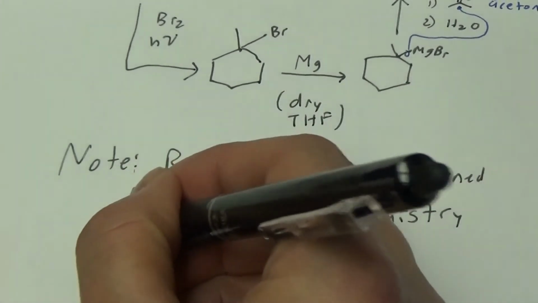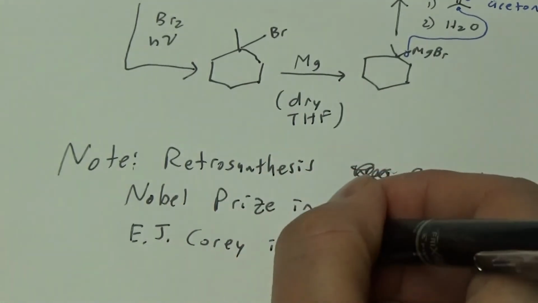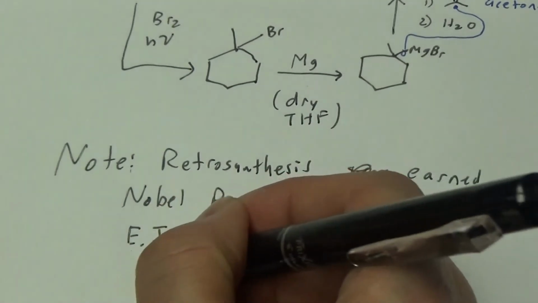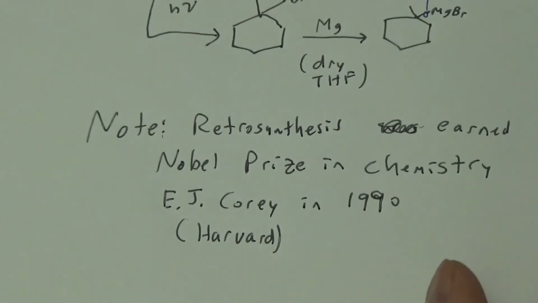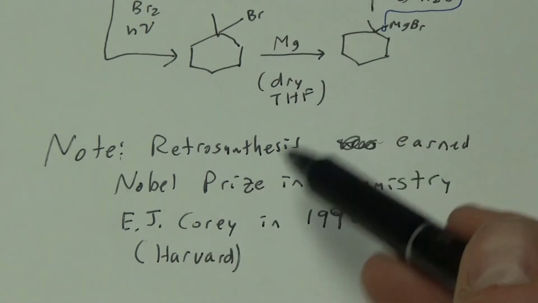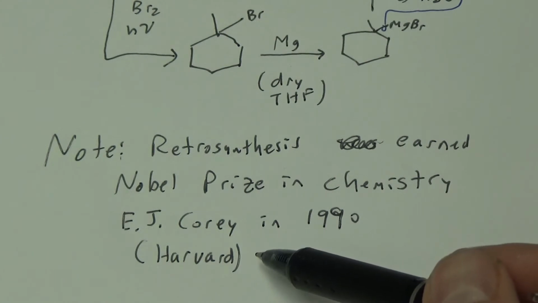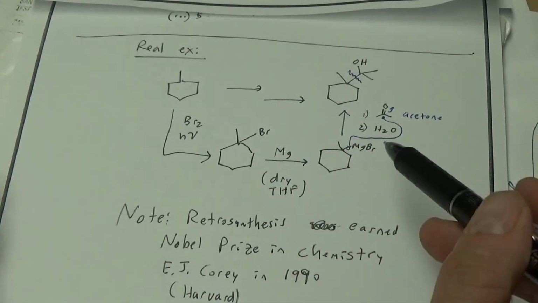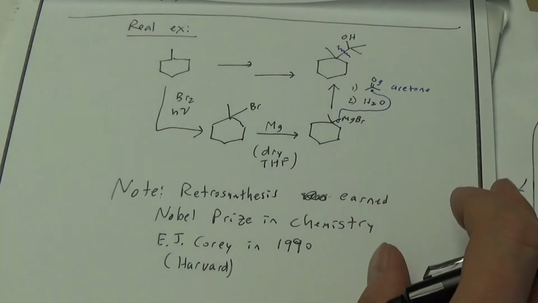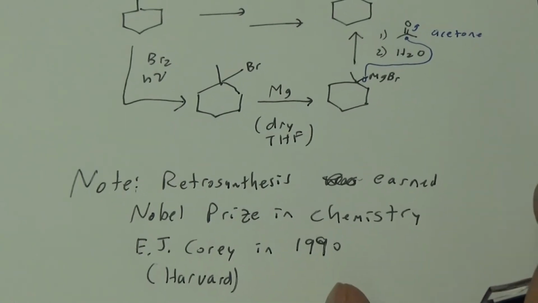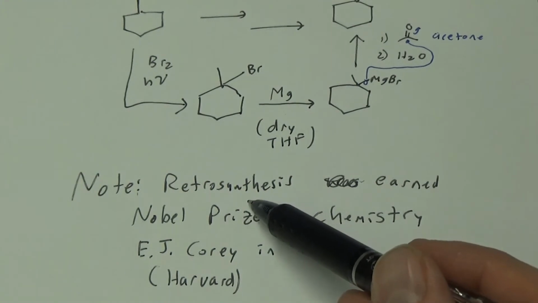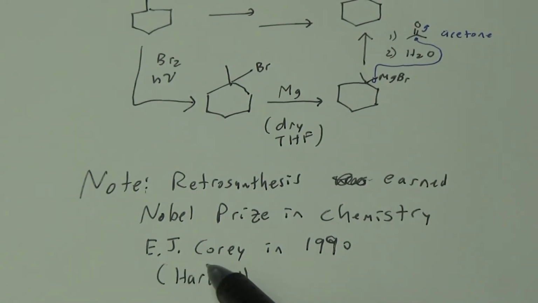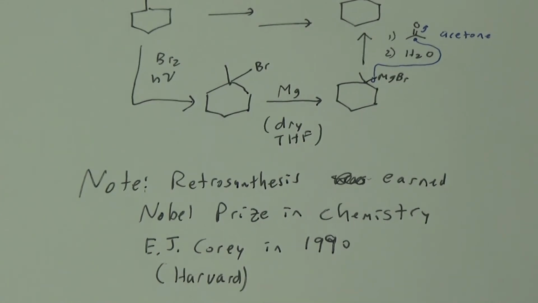E.J. Corey won it in 1990. And from Harvard. He's still alive. He's pretty old now. I think he might be retired. But not only did he discover this idea of retrosynthesis, he did hundreds of syntheses of complicated molecules using this technique, going backwards, and from pretty easy starting materials, very complicated molecules from nature, and a lot of pharmaceutical type items. Anyway, this simple concept, it might seem pretty simple, but this was a Nobel Prize. I'm pretty sure he has a Wikipedia page and stuff if you want to read about him or Google him, E.J. Corey.